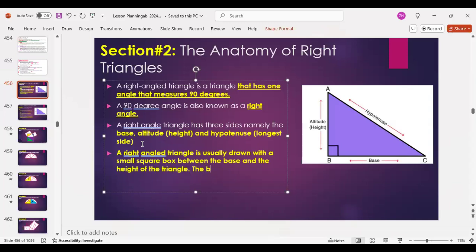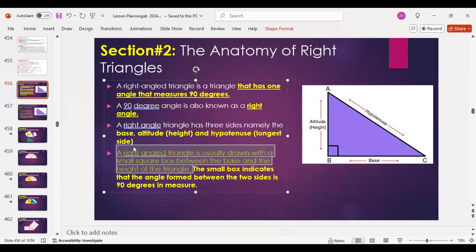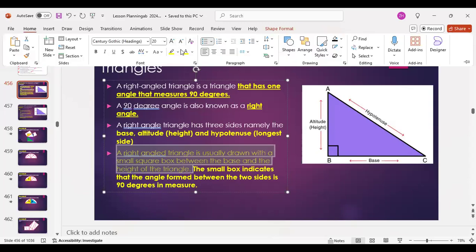The box, what does the box mean? 90 degrees. The small box indicates that the angle formed between the 2 sides is 90 degrees in measure. So the box indicates that it's 90 degrees. Okay.